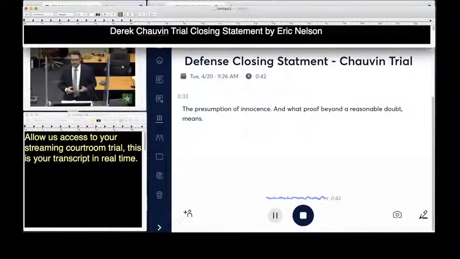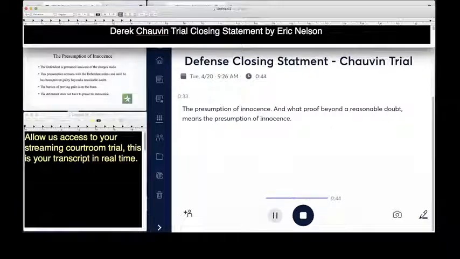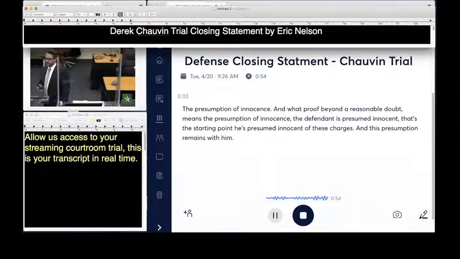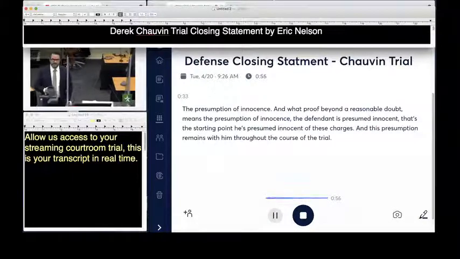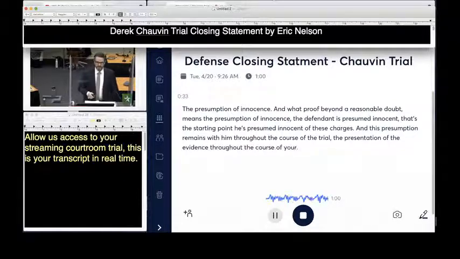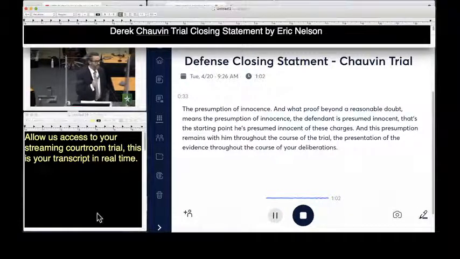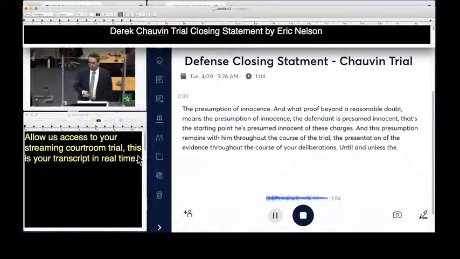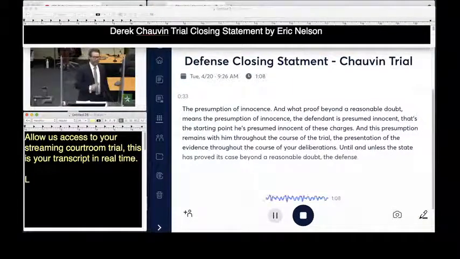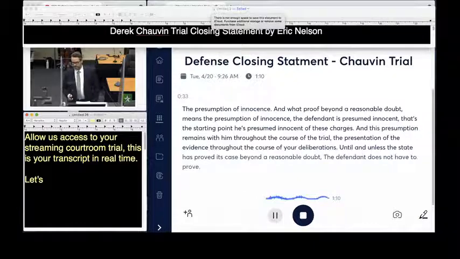The presumption of innocence: the defendant is presumed innocent. That's the starting point. He's presumed innocent of these charges, and this presumption remains with him throughout the course of the trial, the presentation of the evidence, throughout the course of your deliberations, until and unless the state has proved its case beyond a reasonable doubt. The defendant does not have to prove his innocence.